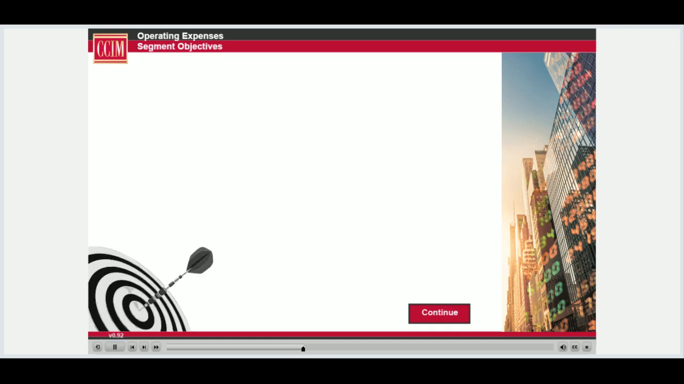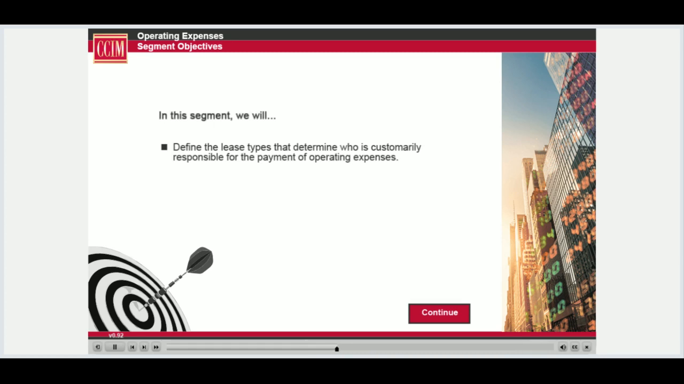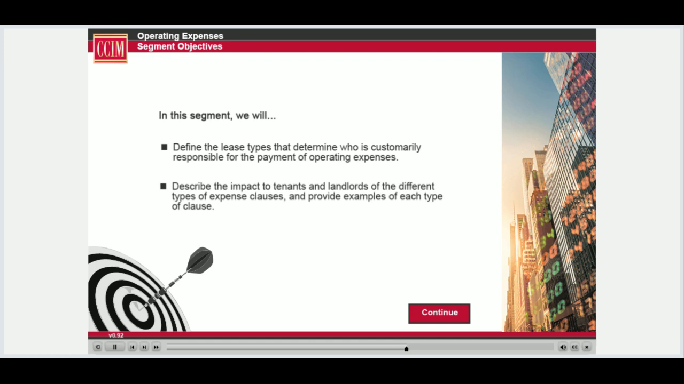In this segment, the lease types that determine who is customarily responsible for the payment of operating expenses. Describe the impact to tenants and landlords of the different types of expense clauses, and provide examples of each type of clause.